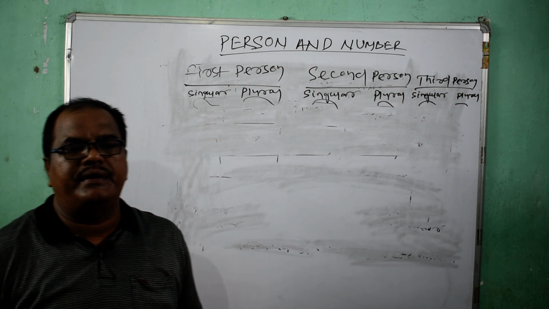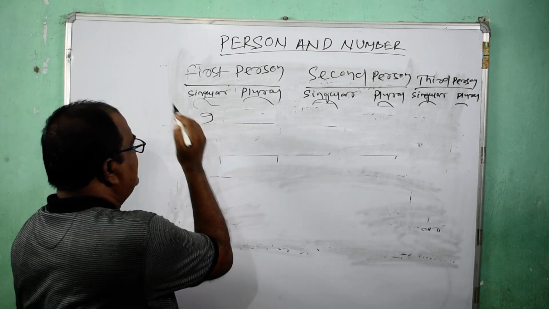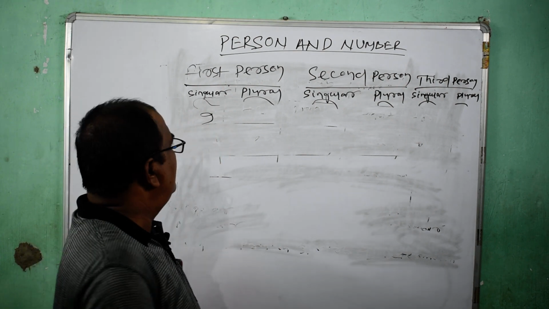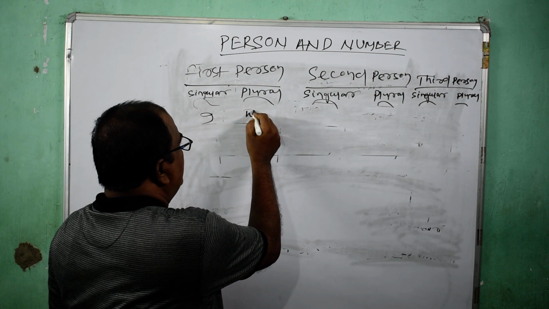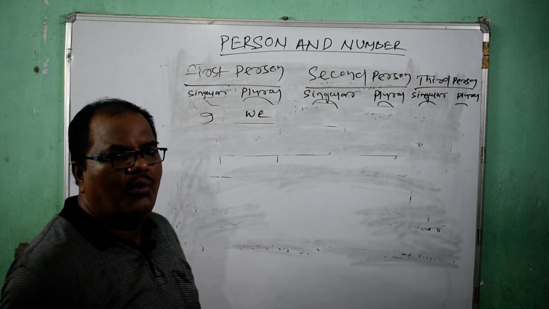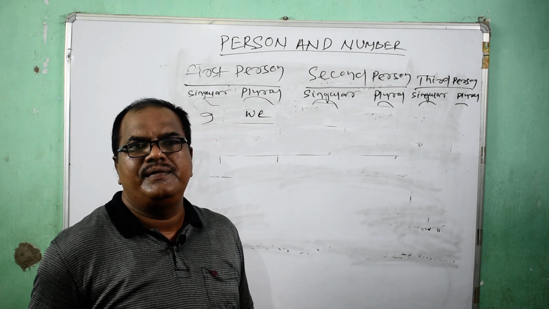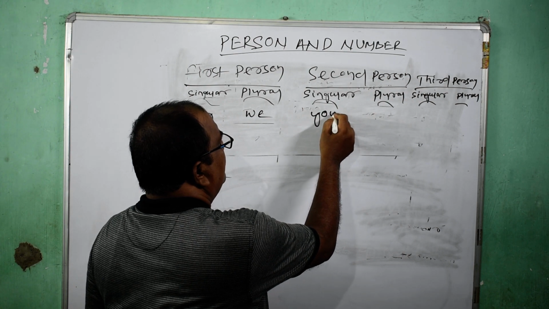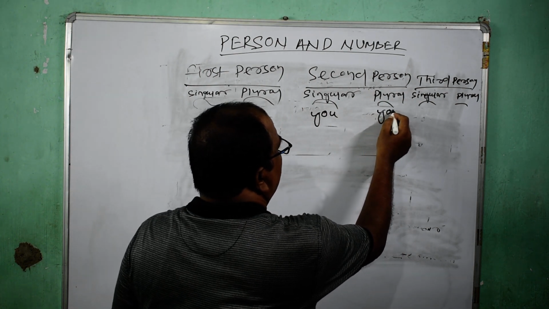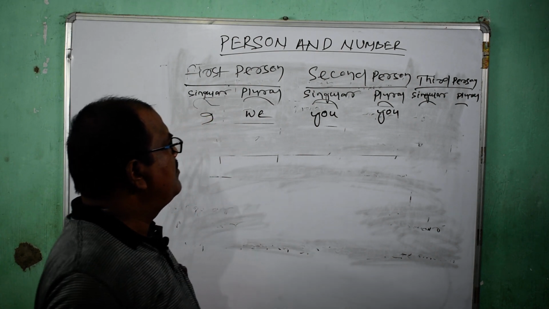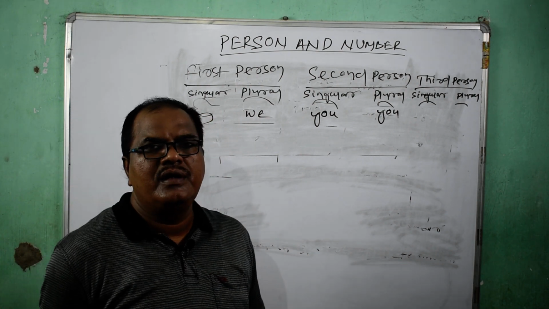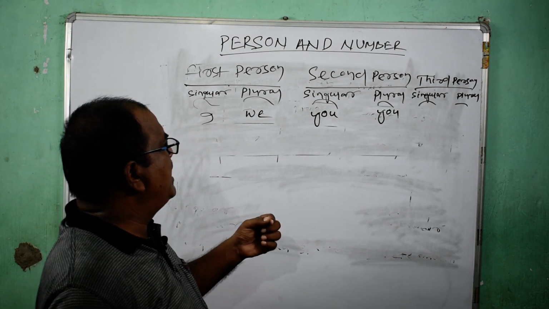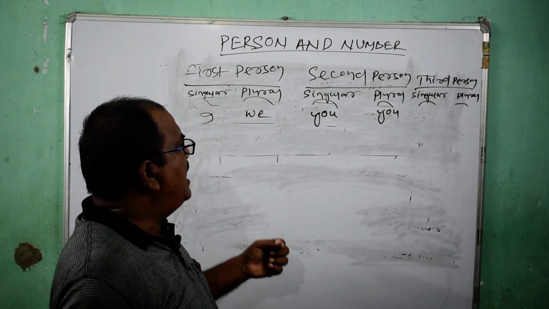Who is the first person singular number? I is the first person singular number, because this word refers to only one. What is the plural form of I? We. We refers to more than one. It may be two or more than two. Second person singular number, you, and its plural form is also you. One point should be noted here, that you is a word which is used in its single form both as singular and plural.